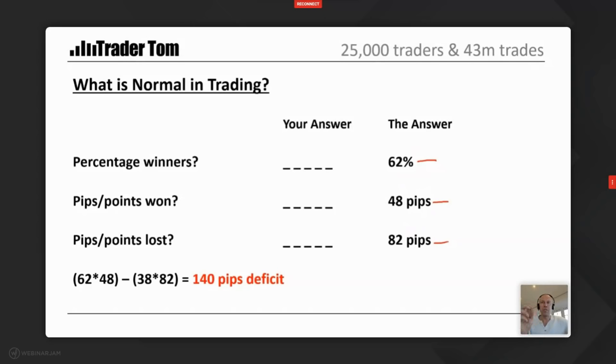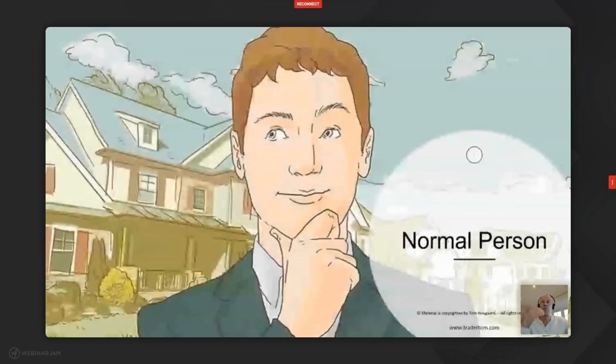Now, to me, ladies and gentlemen, that's normal behavior. What you're seeing right now on the screen, that's normal. That's a normal person trading. More winning trades than losing trades. But when they're faced with a losing position, they are emotionally incapable of taking a loss.